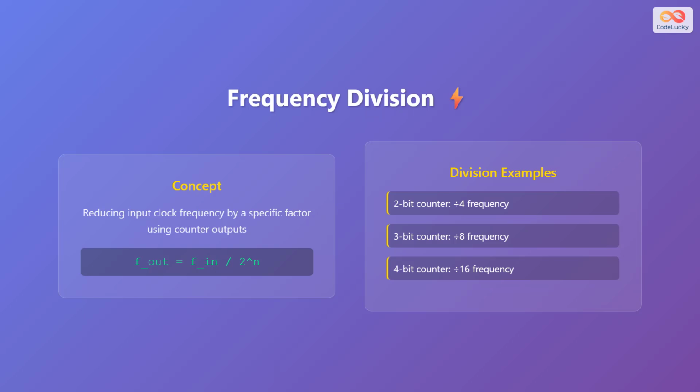A 2-bit counter divides the frequency by 4. A 3-bit counter divides the frequency by 8. A 4-bit counter divides the frequency by 16.